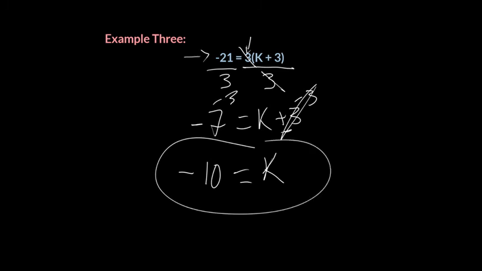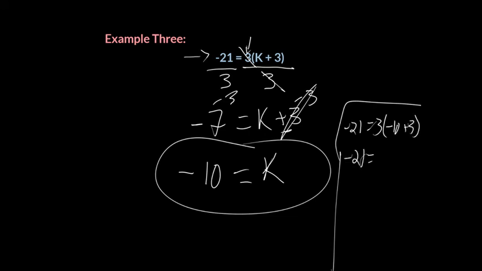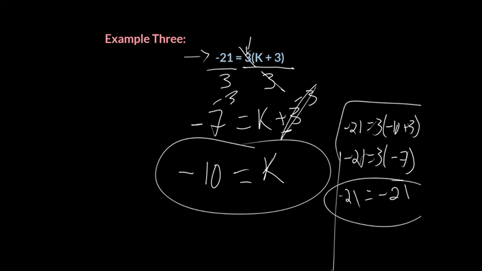And again, if we wanted to check that answer out right here, we have negative 21 equals 3(k plus 3). Our k we know is negative 10 plus 3. If we do the work now, negative 10 plus 3, we know that's going to be negative 7. And 3 times negative 7 is negative 21. Our answer works out, and that is it.